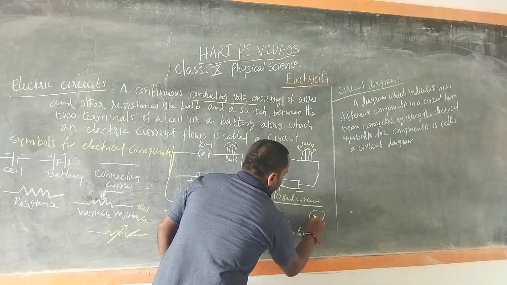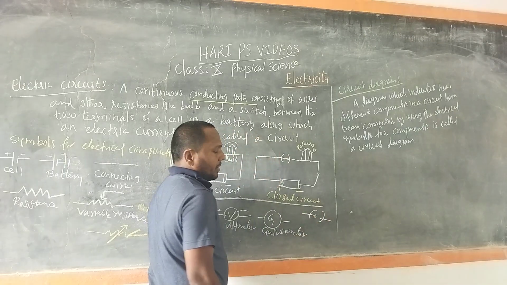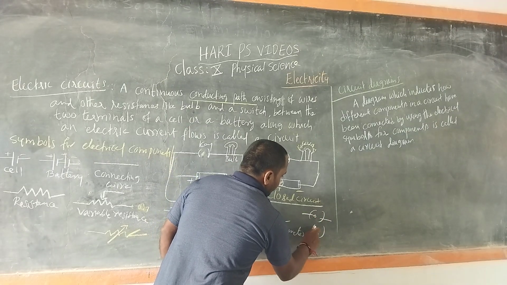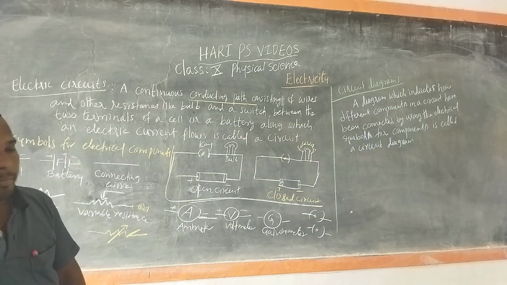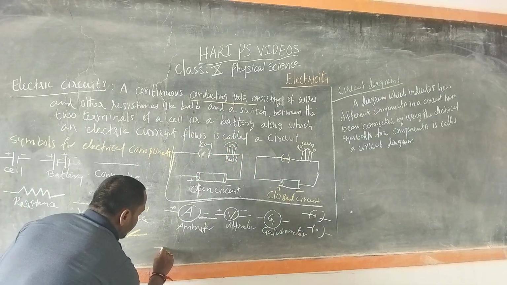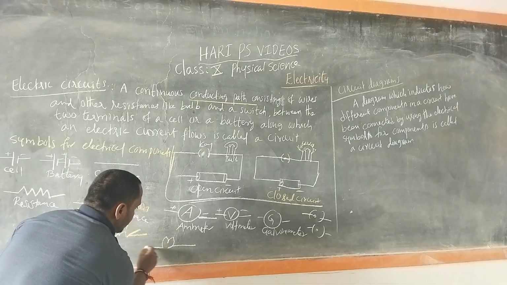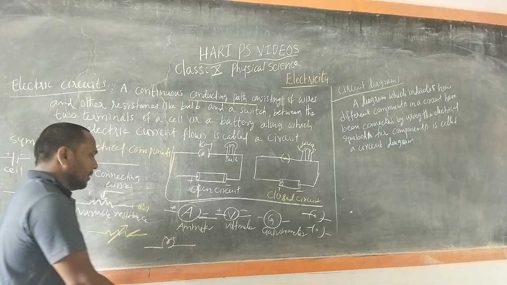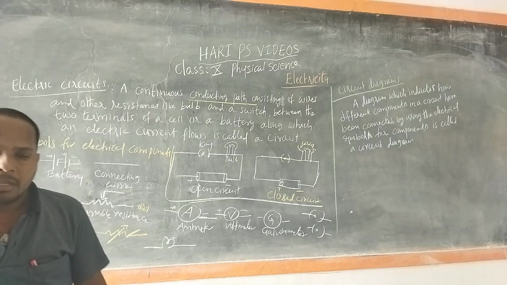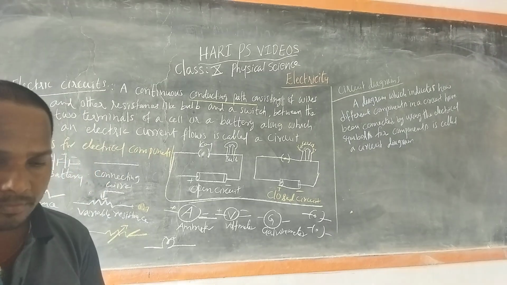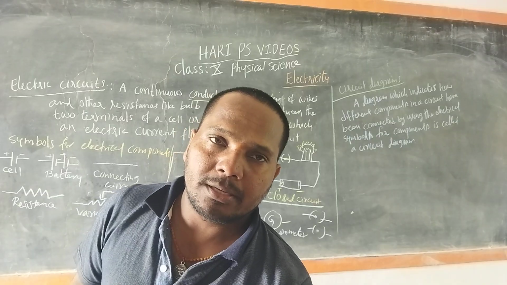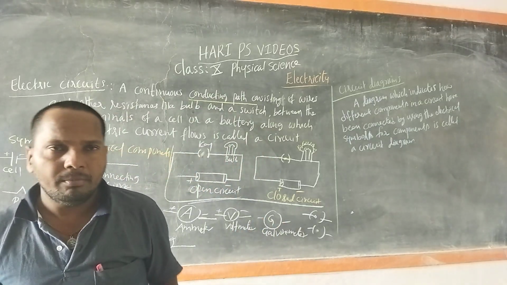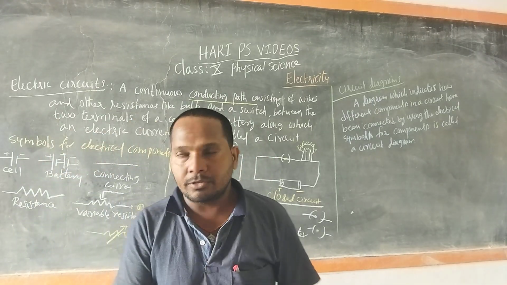This represents the closed part of an electric circuit. This represents the open part of an electric circuit. Right? Electric bulb, sometimes we can represent it like this. All the symbols are given in your textbook, no problem. So it is easy to understand also.